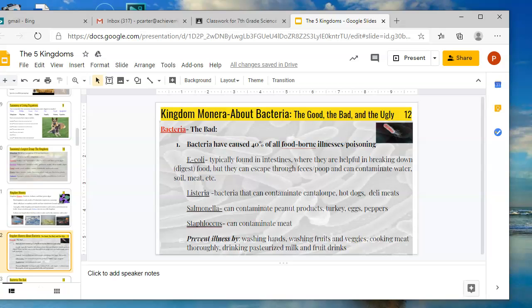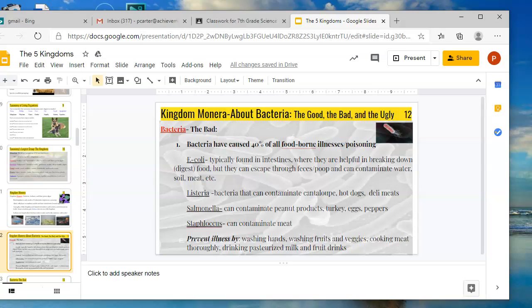Bacteria, the bad. This is part of the kingdom Monera, about bacteria: the good, the bad, and the ugly. Bacteria, the bad. Bacteria have caused 40% of all food-borne illnesses, poisoning.